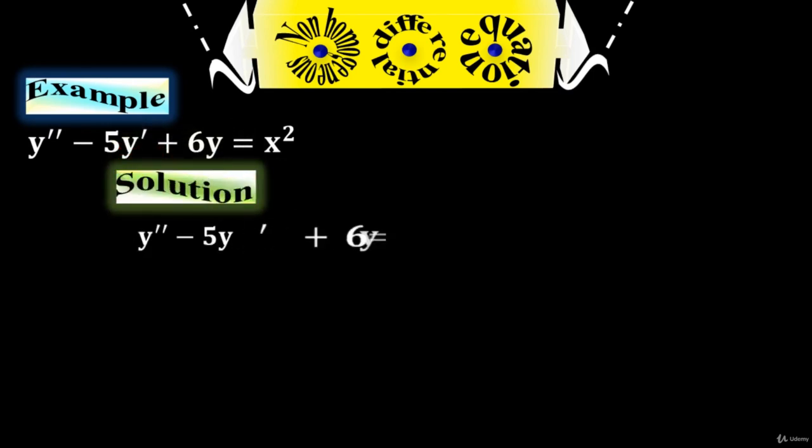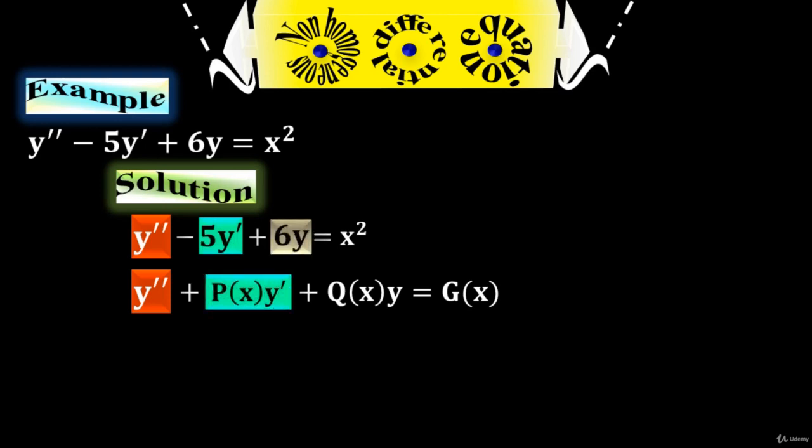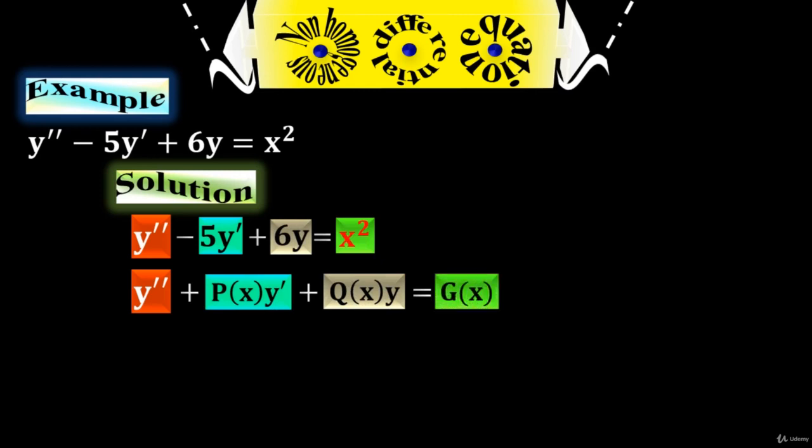Let me do one more tutorial for second order non-homogeneous differential equation. Example: y double prime minus 5 times y prime plus 6 times y equals x squared. Solution: when I compare it with the standard form of second order non-homogeneous differential equation, these are maximum derivative terms. 5 is p of x, 6 is q of x, and x squared is g of x.